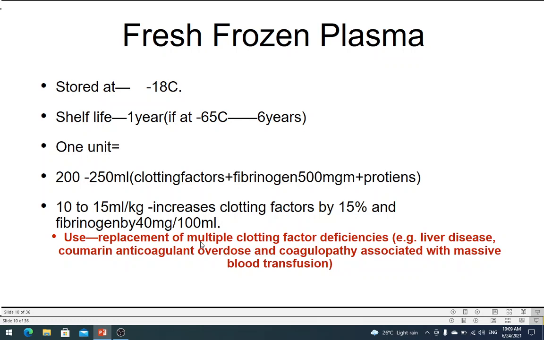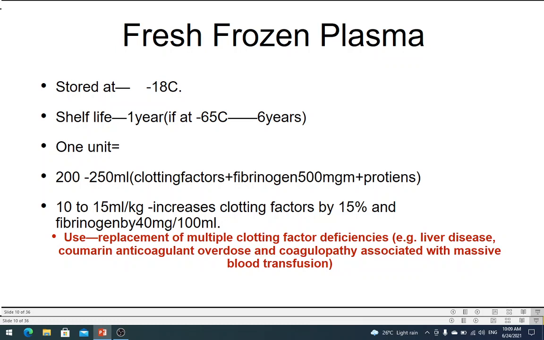So as I was telling you, the use to which it can be best put is for replacement of multiple clotting factors. For example, a patient with chronic liver disease, an alcoholic, he's got cirrhosis, he has come with massive hematemesis due to esophageal varices, and you are going to take this patient up for surgery. As it is, his liver function will be poor. Because his liver function is poor, he will not have clotting factors, so his blood will not clot. You understand? So in these patients, you can use fresh frozen plasma to increase the clotting factors, so that you can do surgery safely.